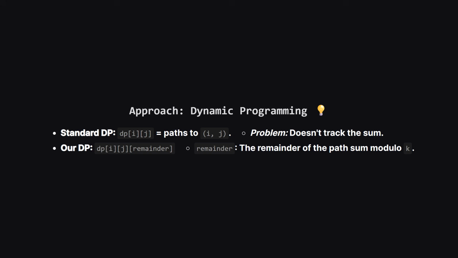Since we're counting paths on a grid, dynamic programming is a natural choice. Usually for a simple path counting problem, we'd say dp at row i, column j stores the number of ways to reach that cell, but that's not enough here. Two paths reaching the same cell might have different sums, and that affects which future paths will be valid. So we need to expand our state. We'll add a third dimension, the remainder. So our state will be row, column, and current remainder.